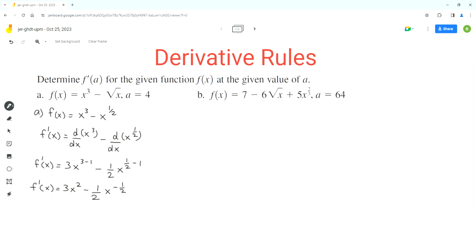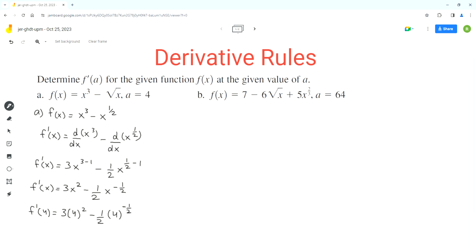Now we have to find the derivative at a equals 4. So we'll sub in x as 4 in this expression for f prime of x. So we get f prime of 4, and we sub in x as 4. So we get 3 parentheses 4 squared minus half, and then parentheses 4, and then exponent negative half.